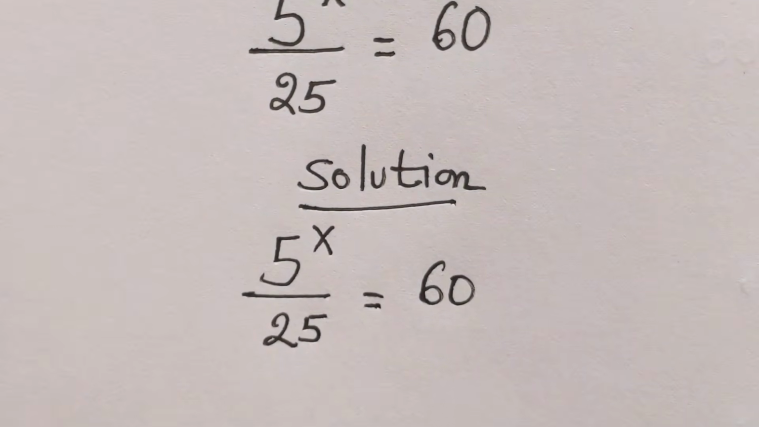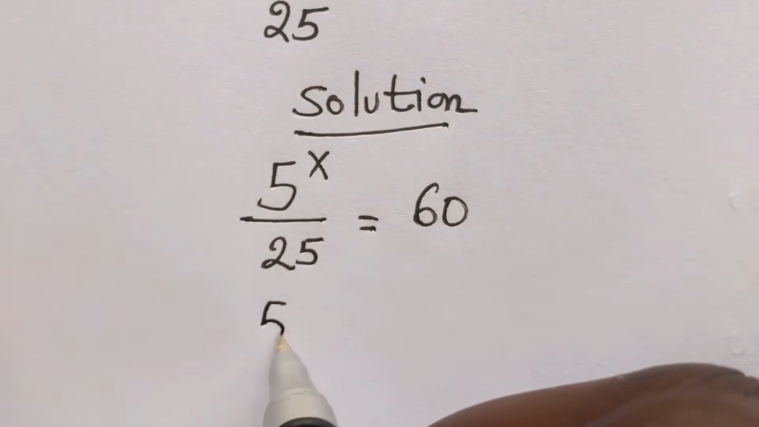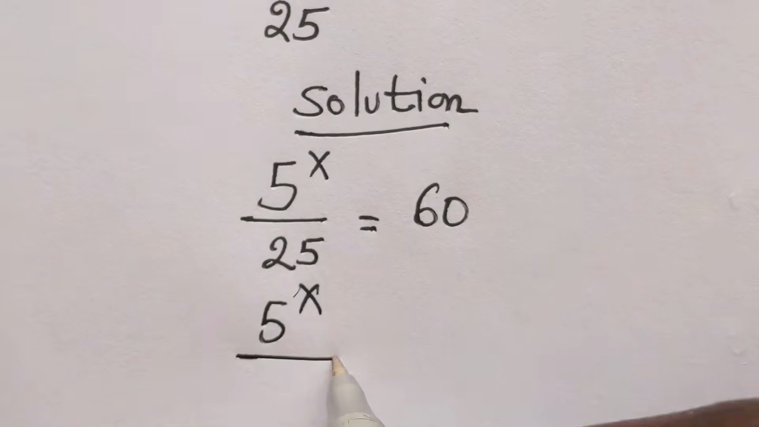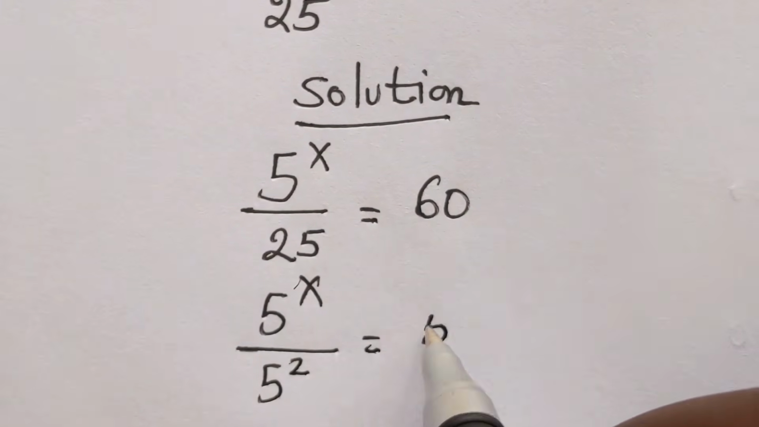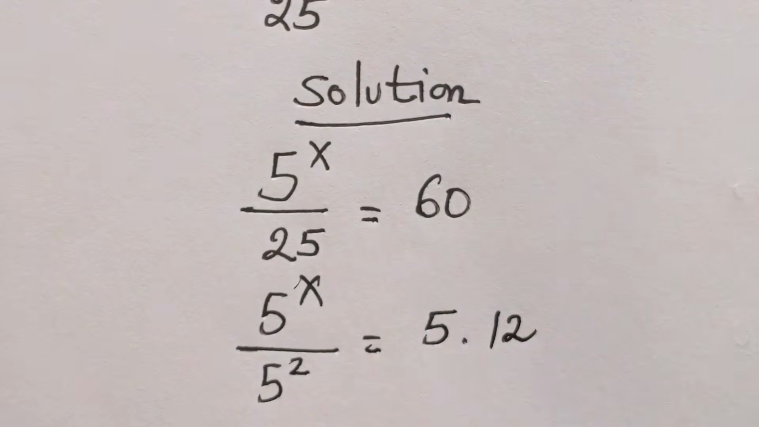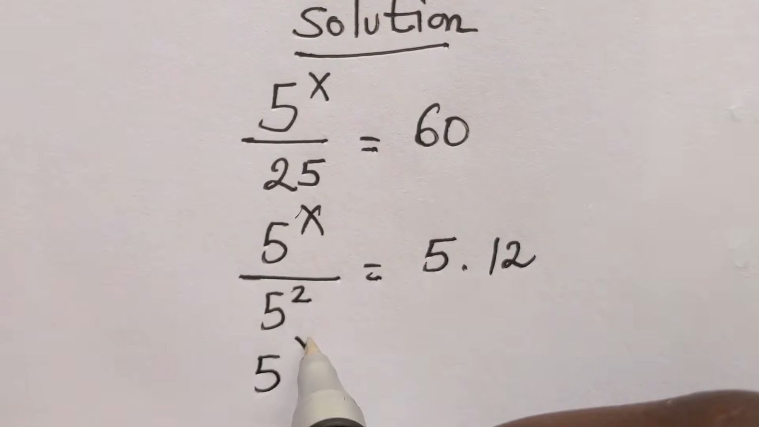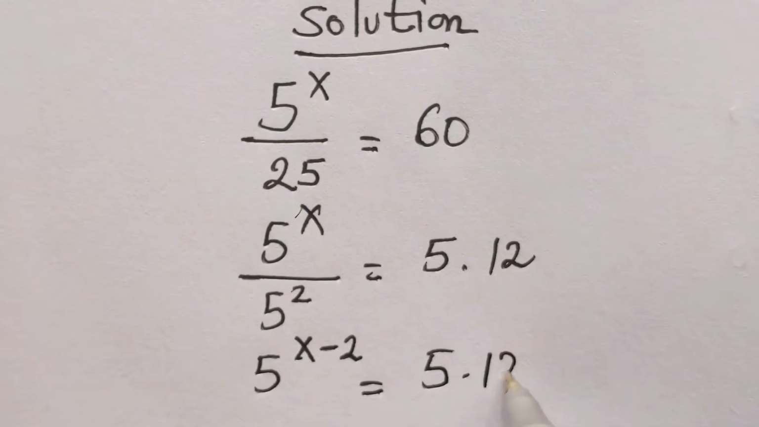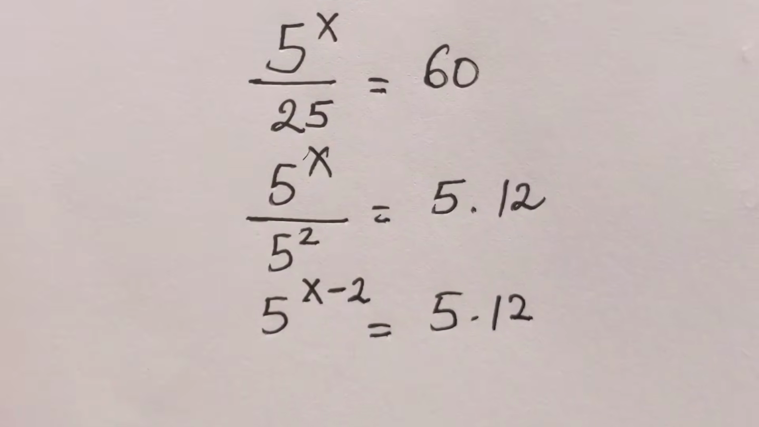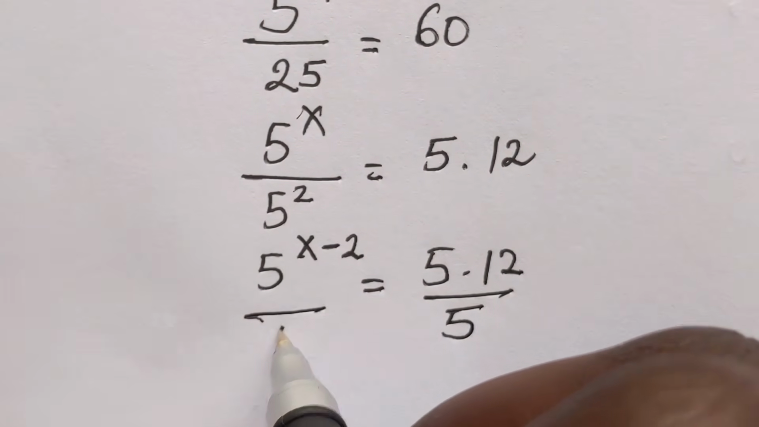The first trick here is to change these numbers into base 5, so that we get 5^x over 5 squared equals 5 times 12. At this stage we have 5^(x-2) equals 5 times 12. And of course we should divide by 5 on both sides.